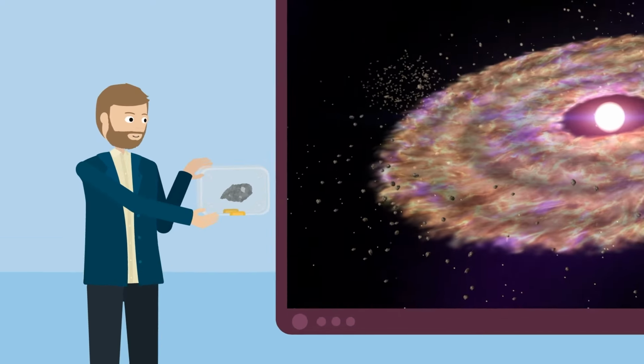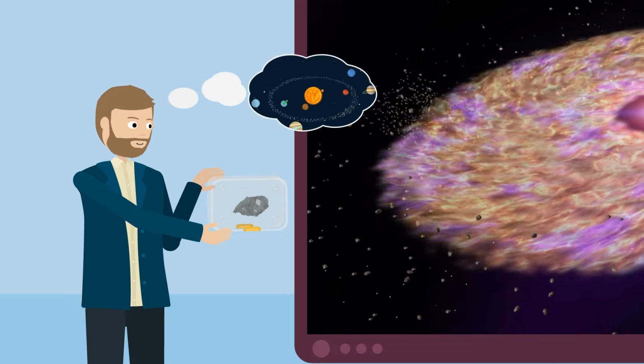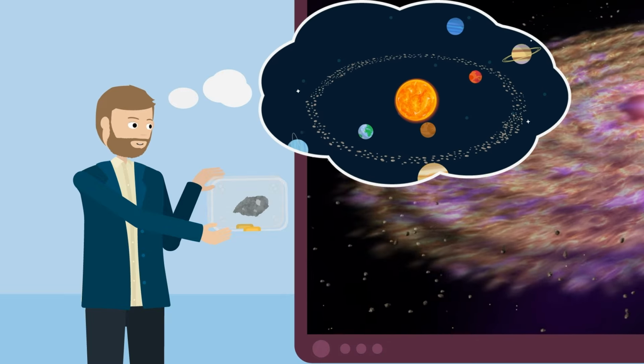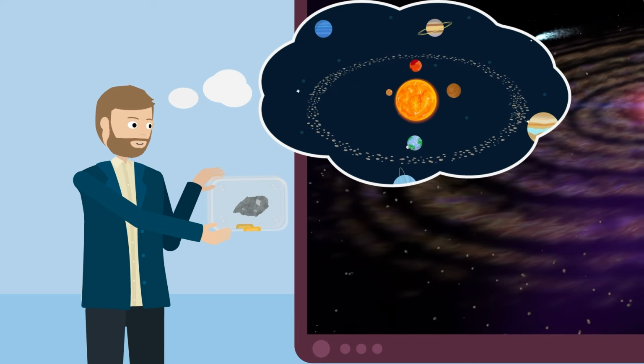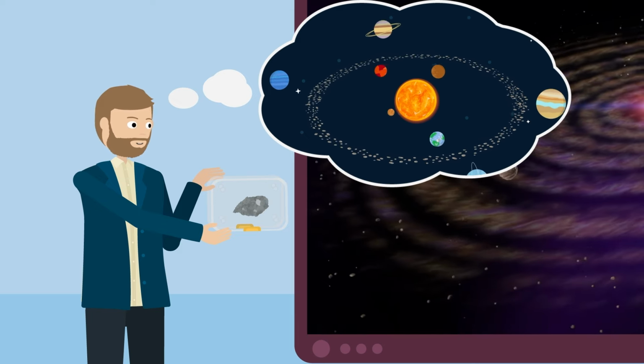CAIs represent a snapshot into the earliest epoch of the solar system's history. They are a treasure trove of information we would struggle to grasp without laboratory study of these interesting objects.